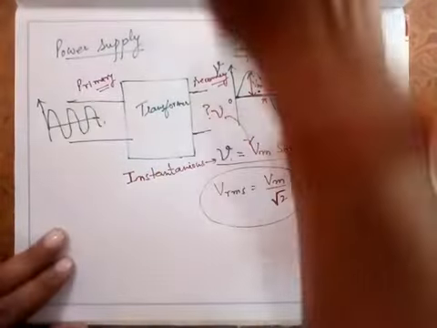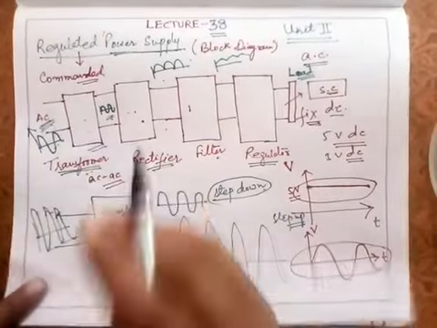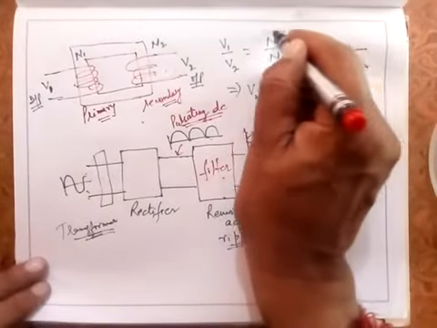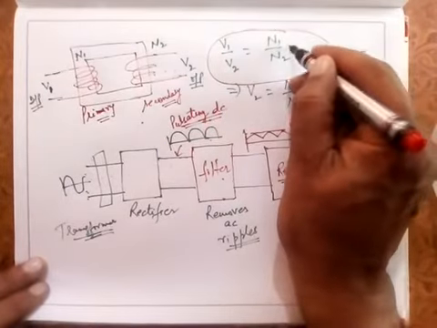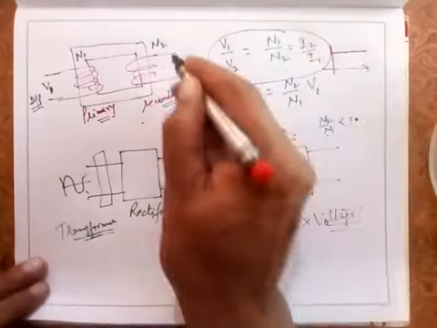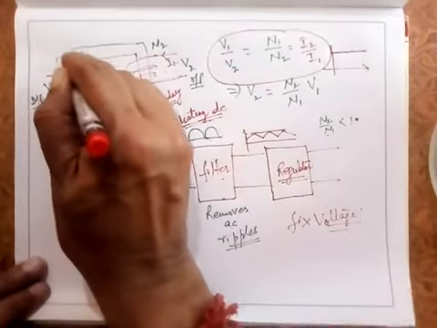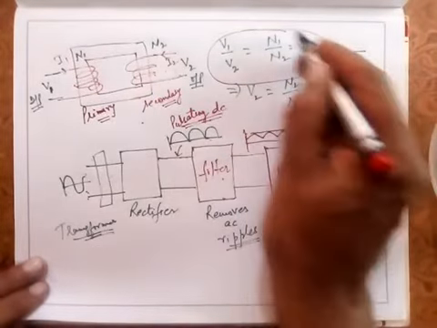So from the next lecture, I'll start with the transformer. I'll not discuss that in detail, you already know. You have a step up and a step down transformer, where the ratio V1 upon V2 is equal to N1 upon N2, and that is equal to I2 upon I1, where I1 is the current in the primary and I2 is the current in the secondary. This turns ratio you already know.